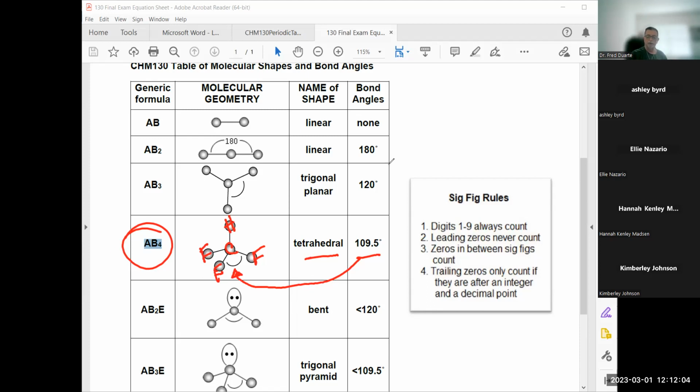So with that information, going back to the Lewis dot structures, we come to this, we figure out the geometry and the name for that geometry.